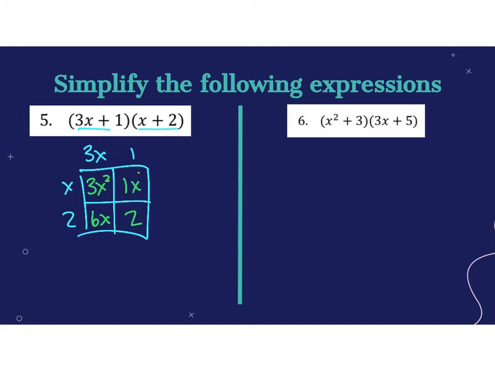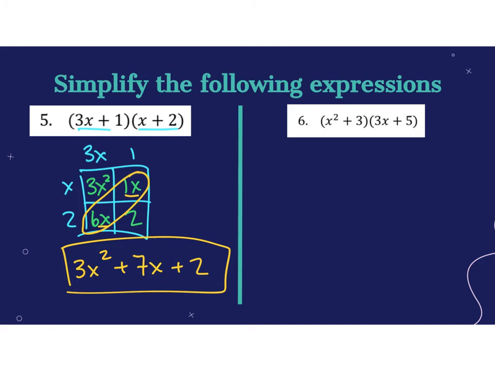My like terms are on the diagonal, which is great. That doesn't always happen, by the way, but it does if they're in standard form. So just look for your like terms. This is an x term and that's an x term. So I have 3x squared plus 7x plus 2.